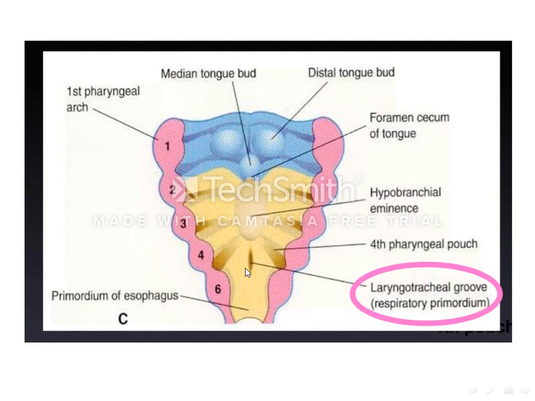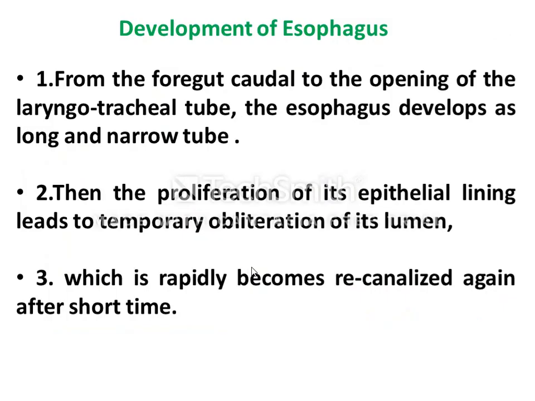This figure illustrates the region of the laryngotracheal groove, which is the landmark for embryological development of the foregut. Development of the esophagus: we have 3 stages. Number 1, from the foregut caudal to the opening of the laryngotracheal tube, the esophagus develops as a long and narrow tube. Then there is a proliferation of its epithelial lining, leading to temporary obliteration of its lumen.